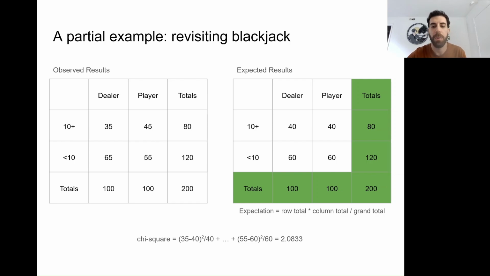So to refresh from the blackjack example, we calculated this chi-square statistic. And we did that by following the formula expected minus observed squared over expected, right? And the order doesn't matter because you're squaring it. You could also say it as observed minus expected squared over expected.